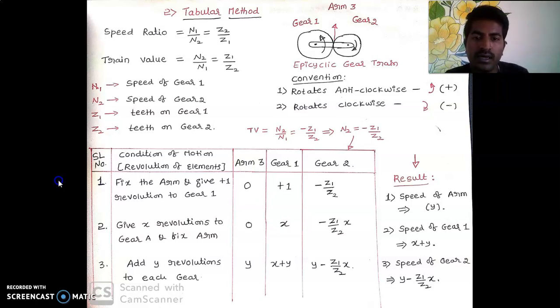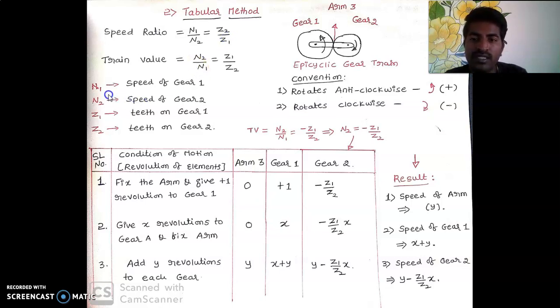So first we'll take again an epicyclic gear train. This depicts an epicyclic gear train consisting of two gears which are rotating and externally meshed, and a single arm 3. Now we already know that the velocity ratio or speed ratio is defined as the ratio of the speed of the driver to the speed of the driven, or equally the ratio of the number of teeth on the driven gear to the number of teeth on the driver gear.